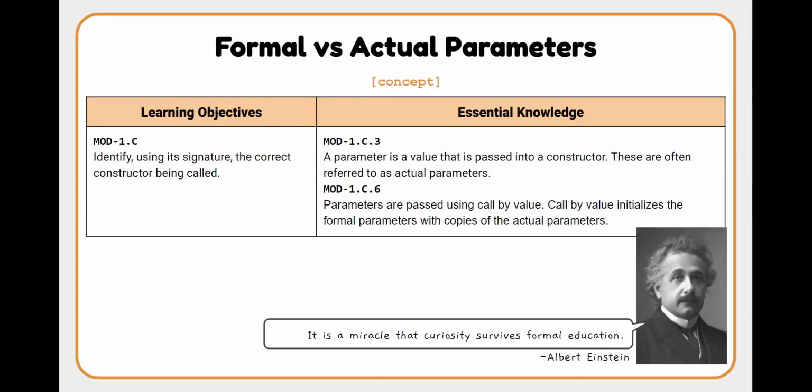So we saw the parameter list for the constructors. We saw the values that we pass into the constructors. We know they're both called parameters. We're just going to take a closer look at those formal versus those actual parameters. Our learning objective: identify, using its signature, the correct constructor being called.